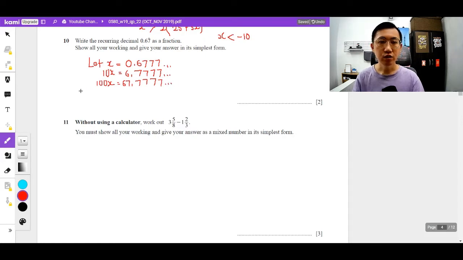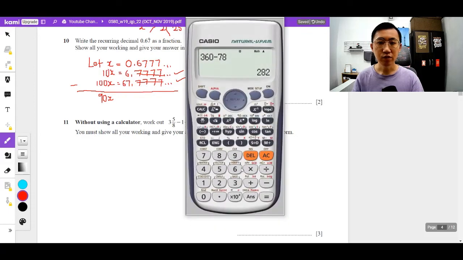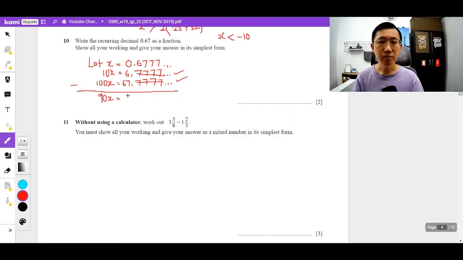Okay. So after that, draw a line and select these two. Okay. So take the bigger number, which is this line, minus of this. Right, so 100x minus 10x will be 90x. 67.7777 minus 6.777. Notice the back part will actually cancel off each other. Right, so you just take 67 minus 6. Let's use our calculator for that. 67 minus of 6. Okay, so you will get 61.